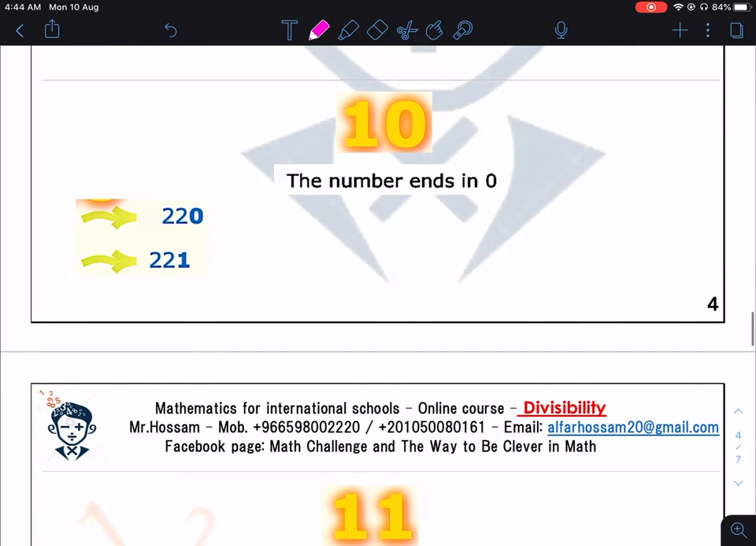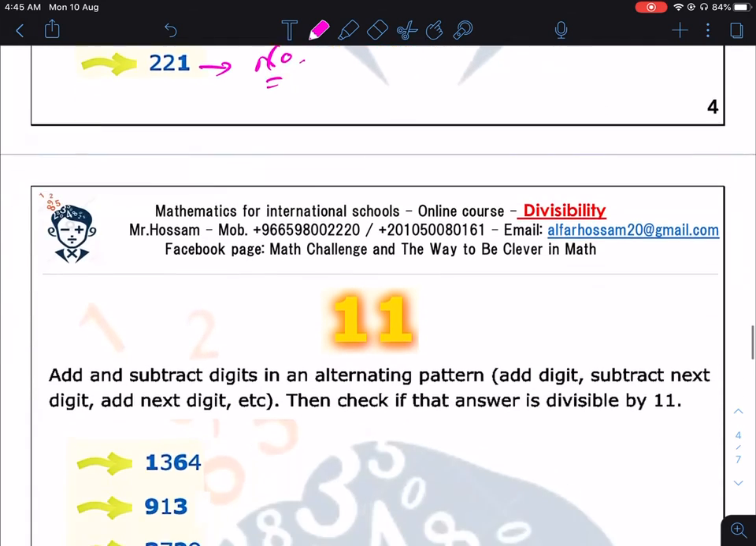Divisibility by 10. Divisibility by 10 is so much easier. The last digit should be 0. If the last digit is 0, this number is yes. The last digit is not 0, so this number is no.